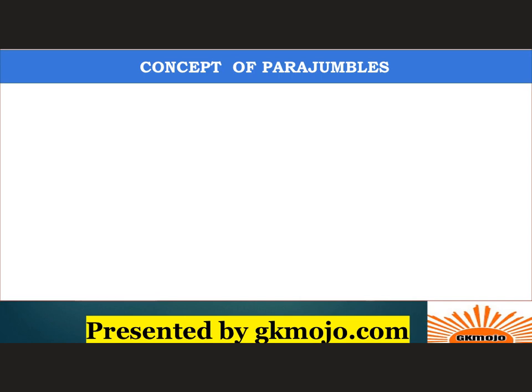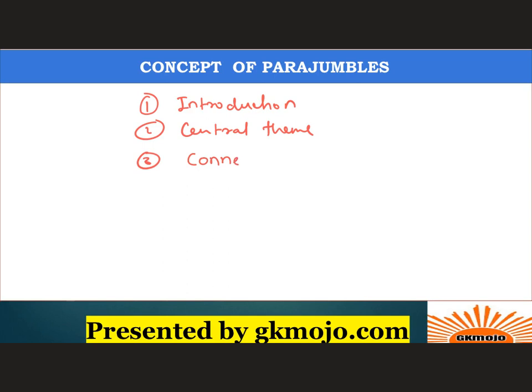Alright, first one, look for the sentence that clearly introduces. So, look for introduction first. Second, always spot the central theme of each parajumble. Alright, so have a close look at what the central theme is. Correct? Apart from this, always look for the connectives. What are these connectives? I'll show you what these connectives are. Alright, have a close look at all the connectives that are there.